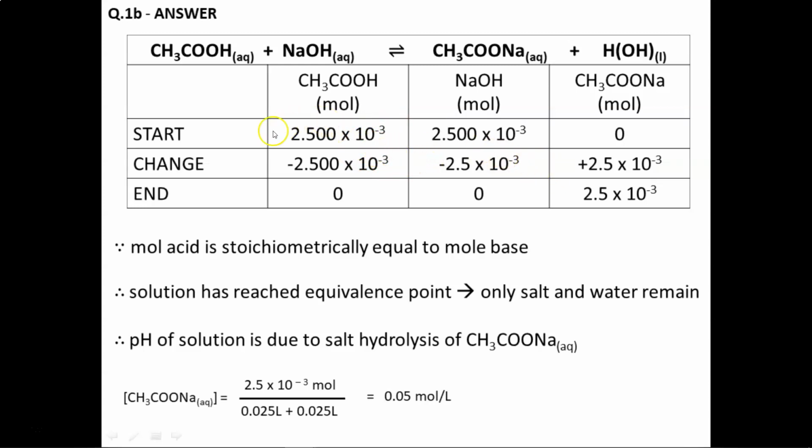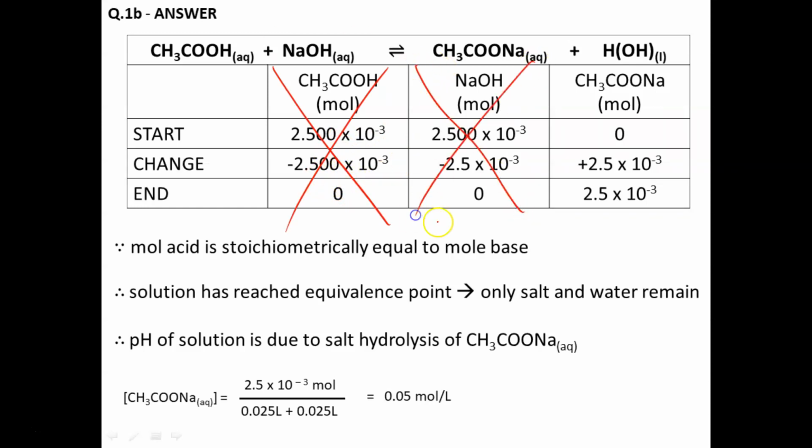So using the equation moles equal to C times V, I was able to find out the moles of acetic acid and the moles of sodium hydroxide. You'll notice that they are identical. And since this ratio is 1 to 1, where 1 sodium hydroxide neutralizes 1 acetic acid, well, 2.5 times 10 to the power negative 3 moles of NaOH would neutralize 2.5 times 10 to the power negative 3 moles of acetic acid. And that means you'll have 0 acetic acid in your solution, and you have 0 sodium hydroxide in your solution.